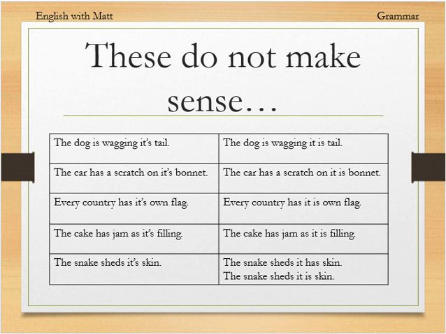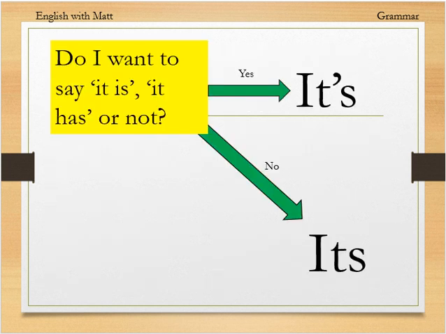Clearly, none of them make sense. But unsuspecting students will use the apostrophe version of it every single time. And what they fail to realise is that actually they are not making sense in terms of grammar, and that will take marks off of them. So the easiest thing to do is to ask yourself, do I want to say it is, it has, or not? That is always the question that you have to ask yourself when you are proofreading your question 5 responses.